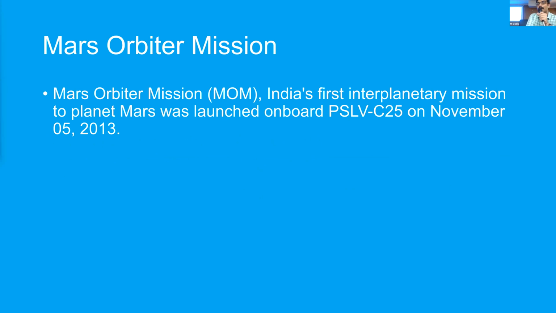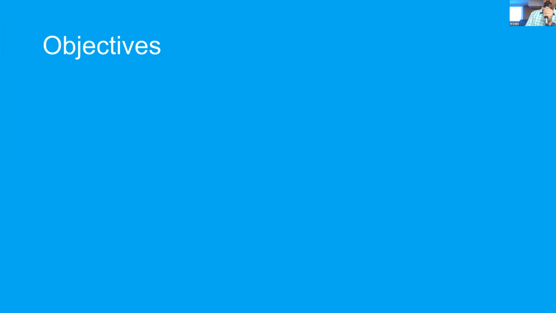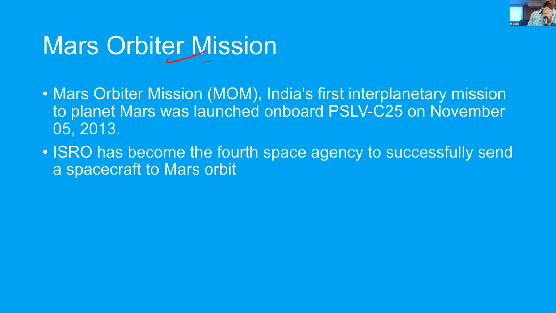Then a very quick review of Mars orbiter mission. It also was launched by PSLV. What is the launch vehicle for Mars orbiter mission? PSLV. In 2013, we didn't have GSLV. It is the fourth country. ISRO became the fourth space agency to successfully send a spacecraft to Mars. There are many fourths for ISRO. Fourth country to launch a spacecraft to the moon also. Fourth thing is this Mars orbiter mission also.